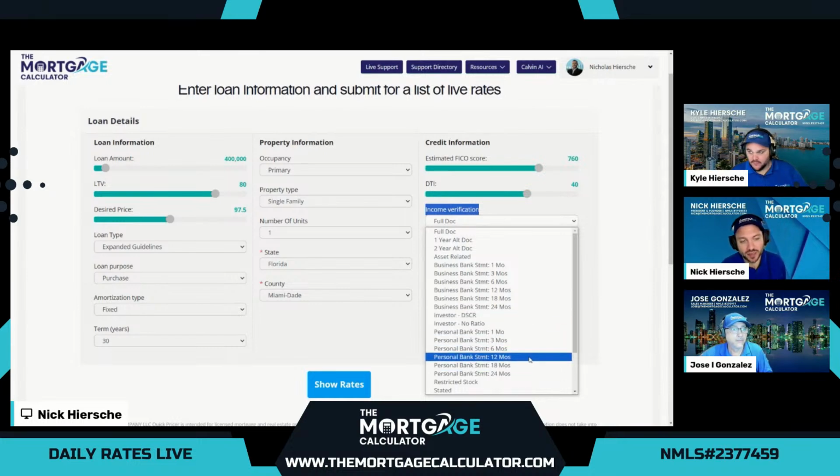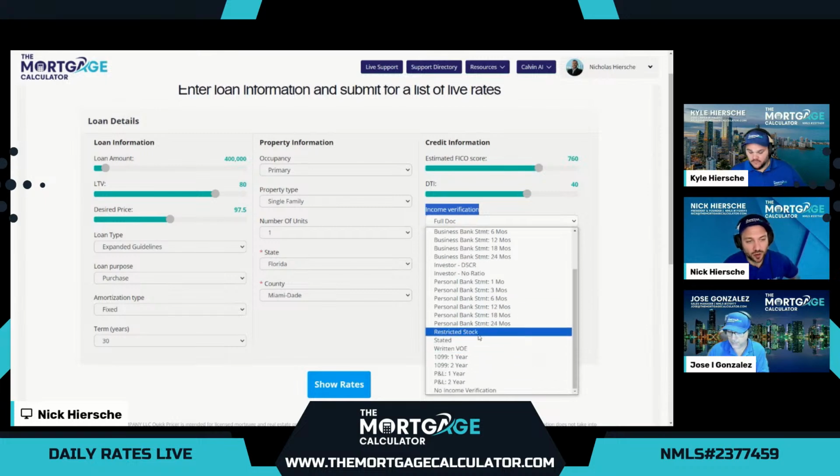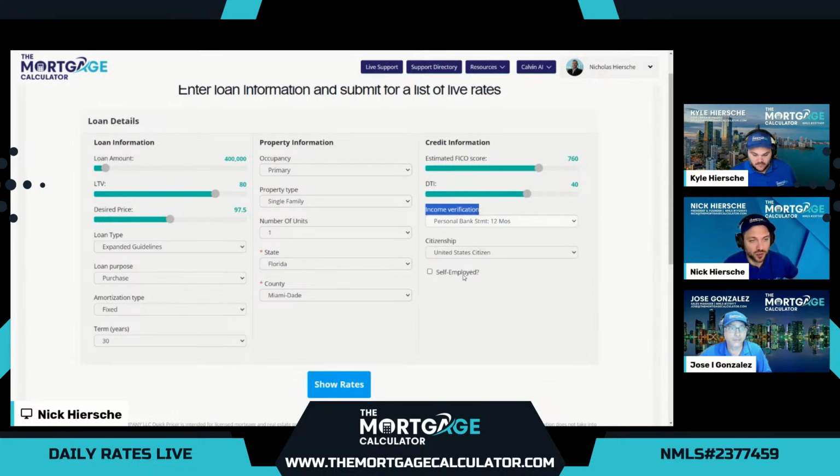We have the personal bank statement 12-month. It's the most popular by far. That's what we use for the demo. And we'll have RSU stated, VOE, 1099, P&L, no income, CDFI, all kinds of different options. For the demo, we always use the 12-month personal bank statement, and that's for our self-employed borrowers.